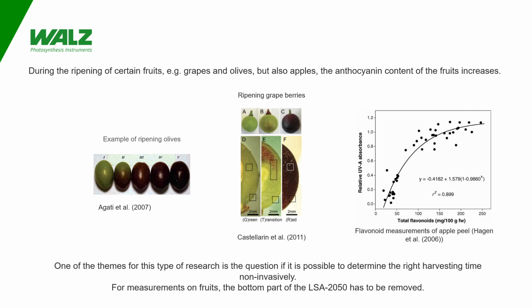Epidermal screening measurements can also be used to monitor and determine the ripening of several fruits like olives and grapes, but also apple peel, where an increase of the epidermal anthocyanin levels occurs. Agati et al. argued in 2007 in Journal of Agricultural and Food Chemistry for grapes that on the basis of the anthocyanin content, it is easier to determine the perfect harvest moment than on the basis of the sugar content of the grapes.